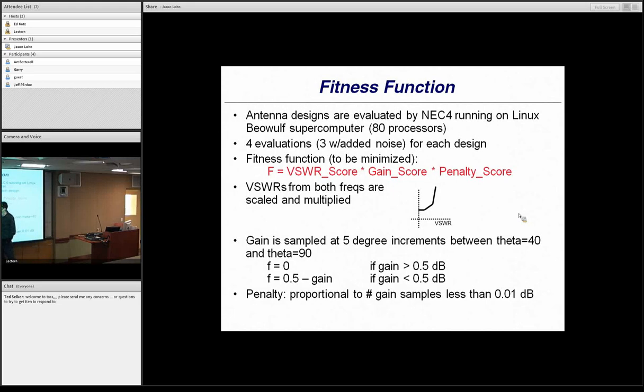This is the fitness function. This is VSWR, which is a measure of impedance, gain, and then there's a penalty score. But basically, all we're telling the algorithm is what a high-performance antenna is. You want low VSWR, so if your VSWR is up here, you get a high score, which is actually a bad score. But as you bring the VSWR down, down is good. You get better and better scores. And if you get the desired VSWR, you get a perfect score. Similar thing happens with the gain. And that's the signal that comes back to the evolutionary algorithm to tell it what are good antennas.